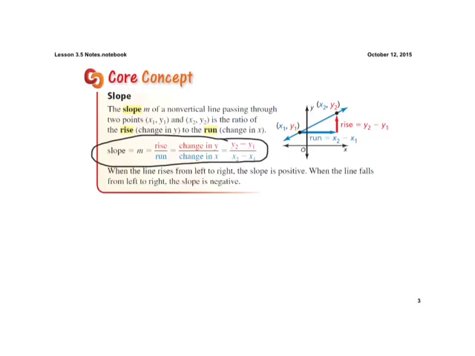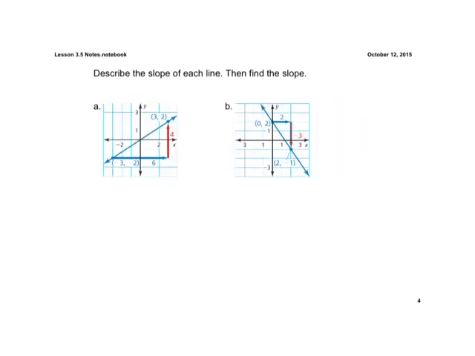Okay, when the line rises from left to right, we say the slope is positive, and when it falls from left to right, we say it's a negative slope. All right, the slope of each line. As we look at that line from left to right, it rises. Okay, so we're going to say that is a positive slope.